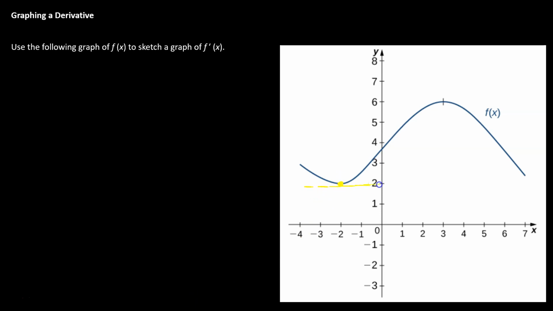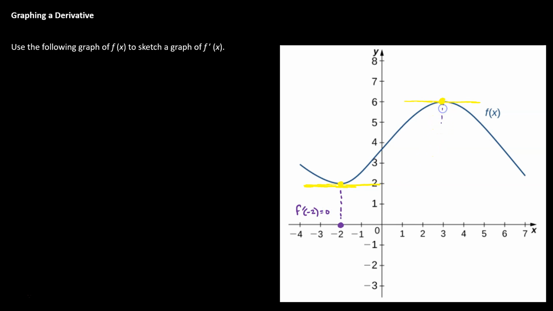This would be a horizontal tangent line spot for sure. And I see a hilltop right here, so horizontal tangent line for sure here as well. If I follow those x values down, I know that my derivative function will cross over the x-axis at those same x values. So at x equals negative 2, I have a horizontal tangent line, which means at x equals negative 2, my derivative is equal to 0.